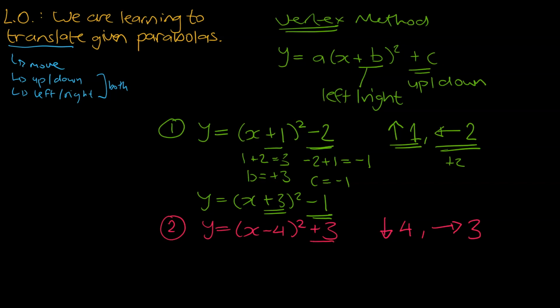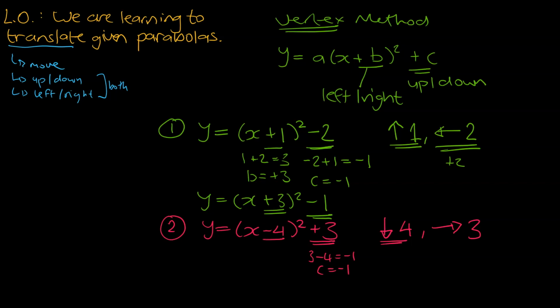So let's start off with our c value. So we're moving it down, which is negative 4. So what we're going to do is we're going to go 3 minus 4. That's going to get us to negative 1. So that means our c value of the translated parabola will be negative 1.